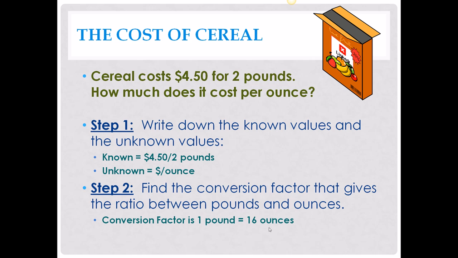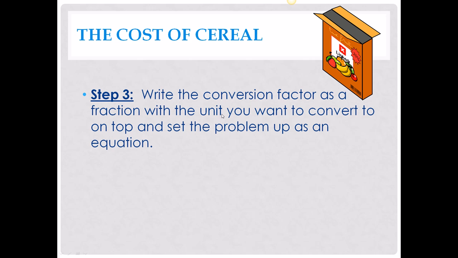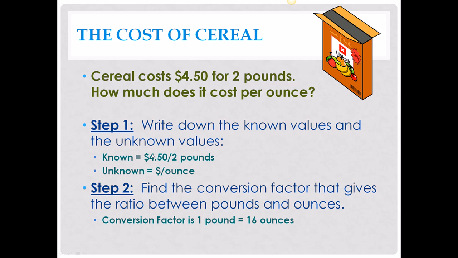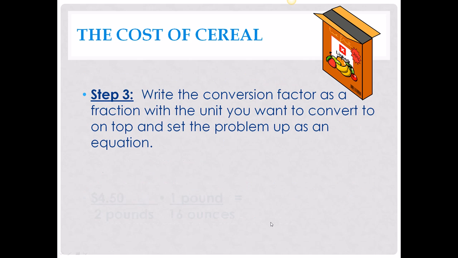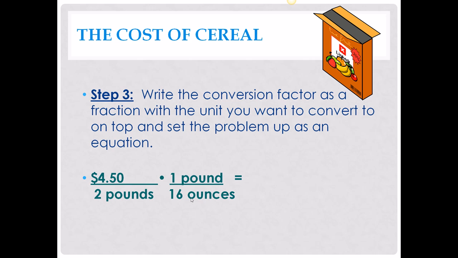So step 3 tells us that we want the unit we want to convert to be on top. And what did we want on top? The dollars. So that's staying right where it's at. But what do I need on the bottom? Ounces. So when I set this up, I need ounces to be in my denominator. So it'll set up exactly as 1 pound as my numerator, 16 ounces as my denominator. See, 1 pound, 16 ounces.